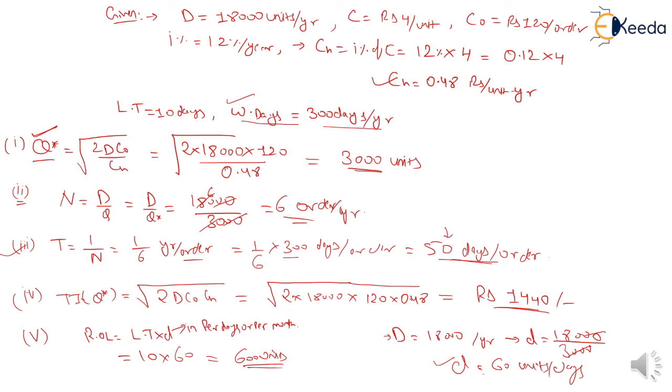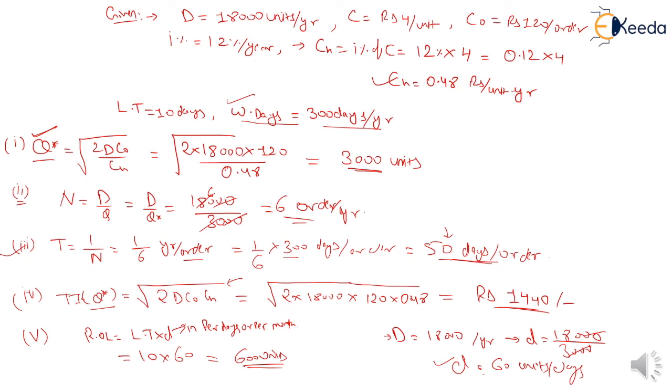The fourth one is the optimal cost corresponding to the economic order quantity. We know that the formula of the total inventory cost corresponding to the economic order quantity is the square root of 2D C0 CH. Putting all the values in this formula, find out your answer.